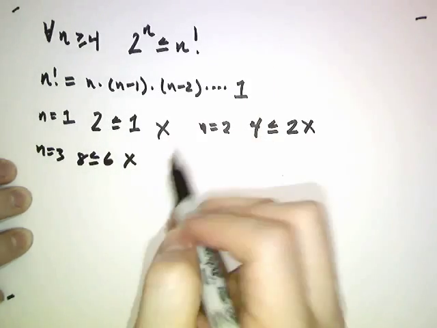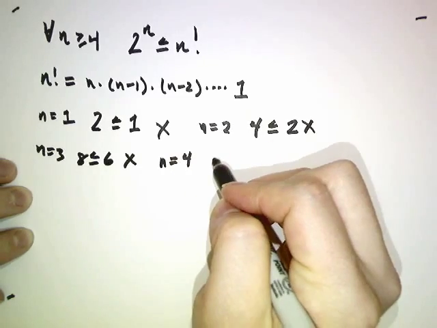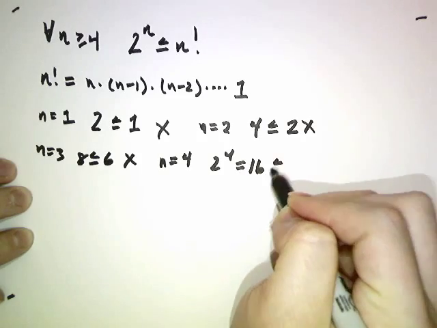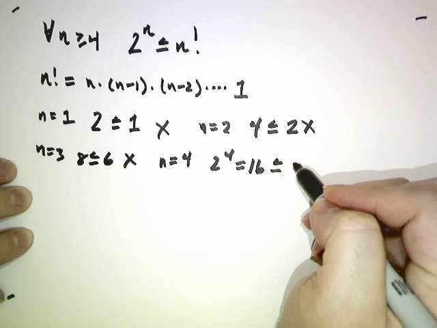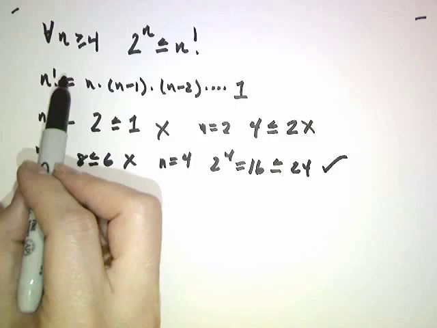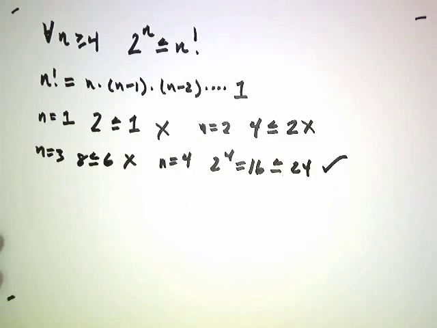That's no good. But as soon as we get to n equals 4, then we have 2 to the 4th, which is 16, and that is less than or equal to 4 times 3 times 2 times 1, which is 24. Okay, so how do we prove for all n greater than or equal to 4, 2 to the n is less than or equal to n factorial?